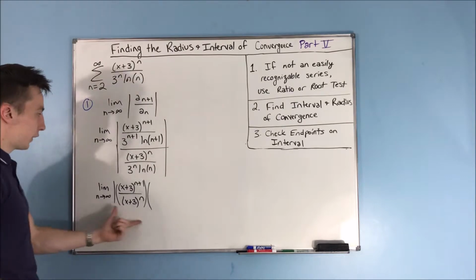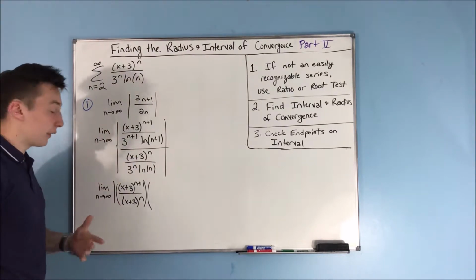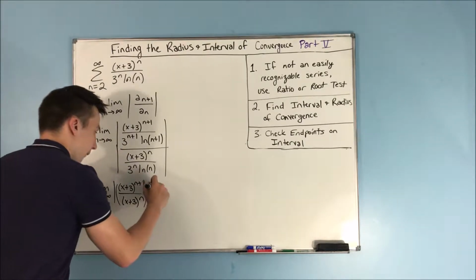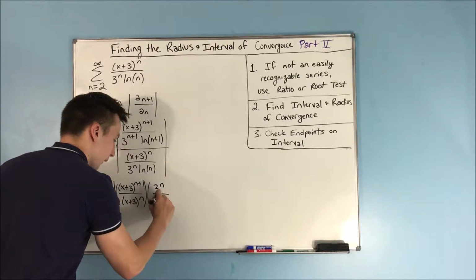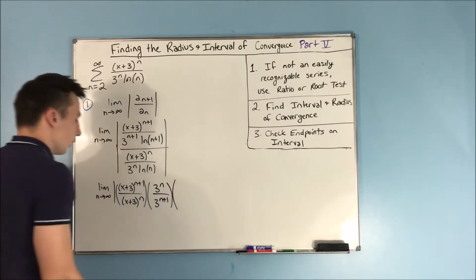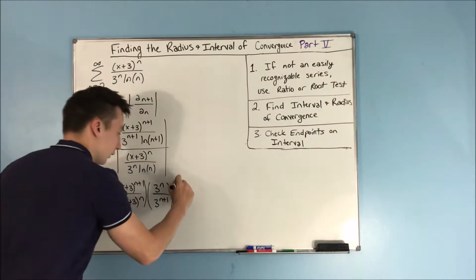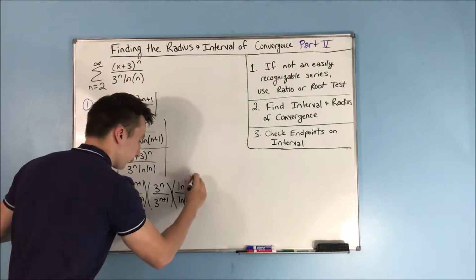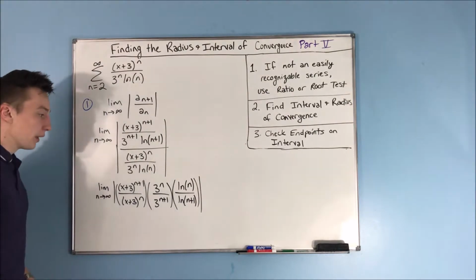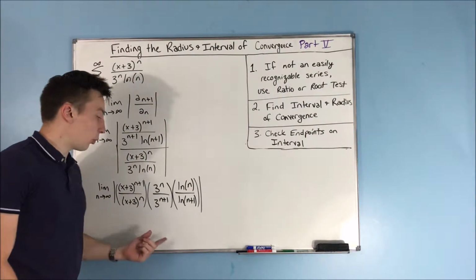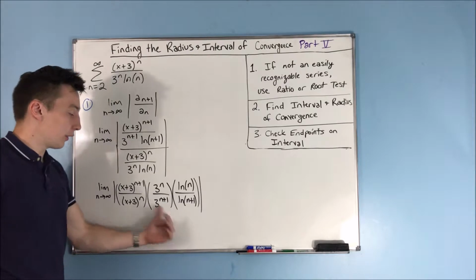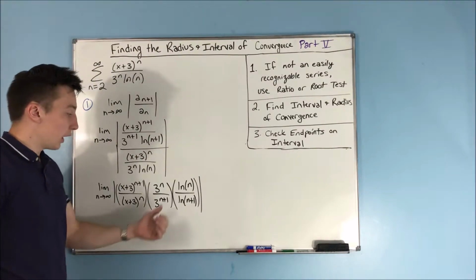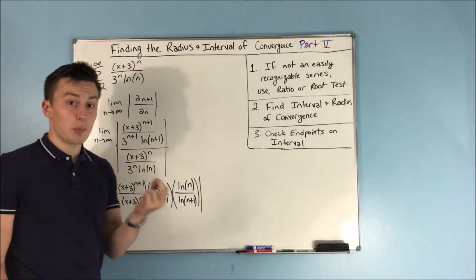Okay, so that's our first grouping right there. Alright, put the x plus 3's together. Next I'm going to put the 3's together, so we get a 3 to the n over 3 to the n plus 1. Lastly, we get a natural log of n over natural log of n plus 1. Okay, the only thing that you may have trouble with, I mean, you're not going to have trouble with the first two, because that's just a little bit of simple exponent stuff. But the natural log one might take a little bit more thought.